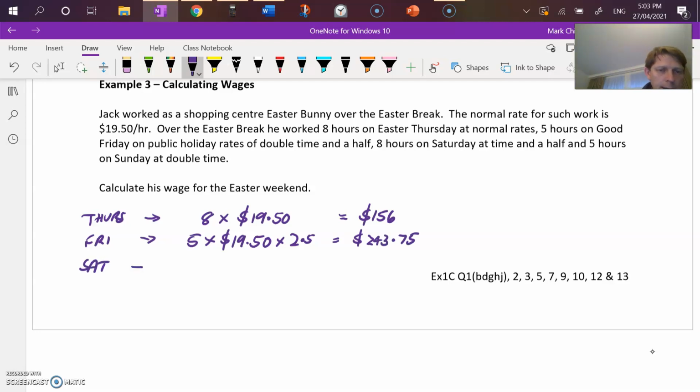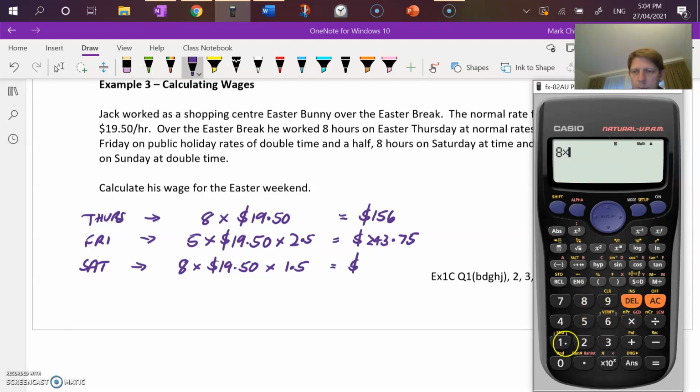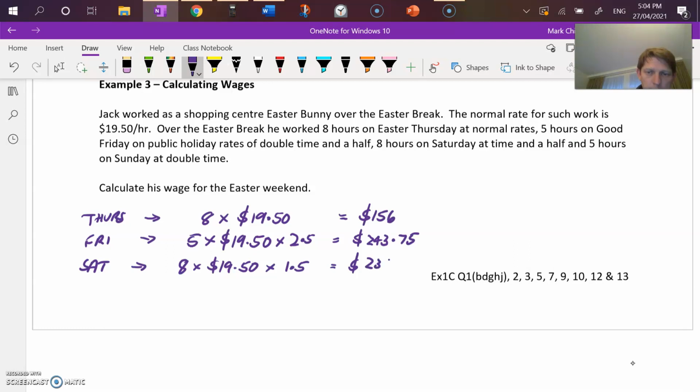Okay, then he worked again on Saturday. On Saturday, he worked for 8 hours at time and a half. So 8 times his hourly rate of pay times the penalty rate, time and a half, 1.5. So we'll work that out: 8 times 19.5 times 1.5. That gets me $234. Just to make things nice, I might put some decimal points there so it looks nice when we add up.